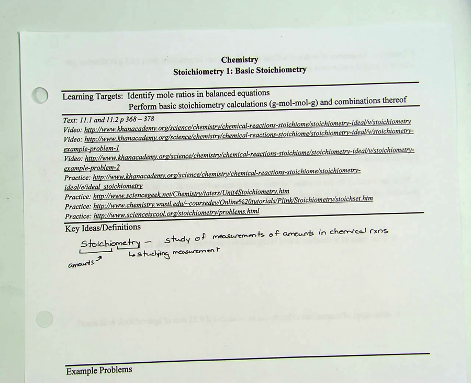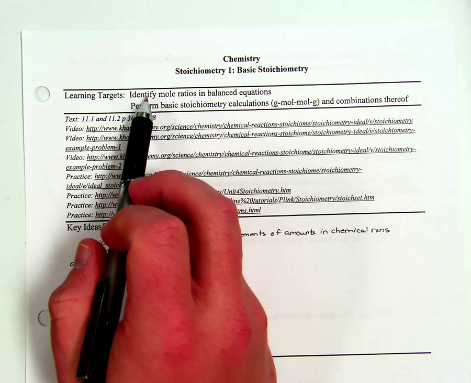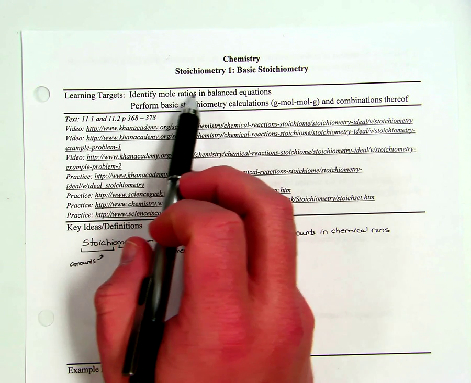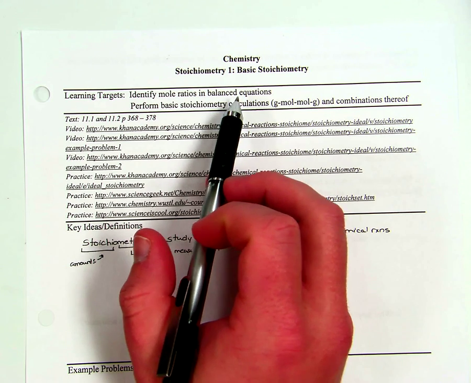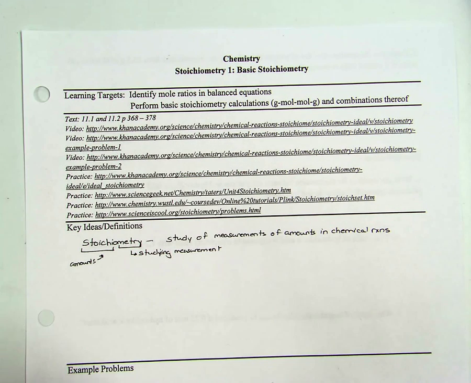Question might be, if you have X number of grams of this reactant, how many grams of product will you get? Something along those lines. That is what we'll be studying with stoichiometry. If we look at the first learning target here, it says we need to be able to identify mole ratios in balanced equations. That really is the entire whole of stoichiometry. So I'm just going to give you an example of what we mean by that.